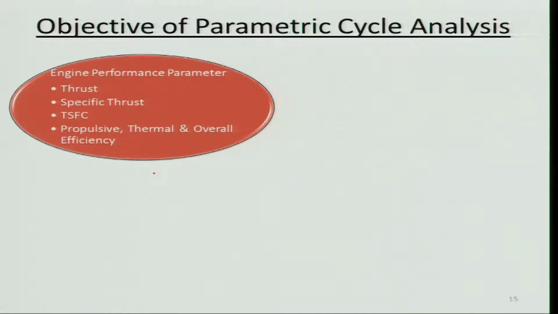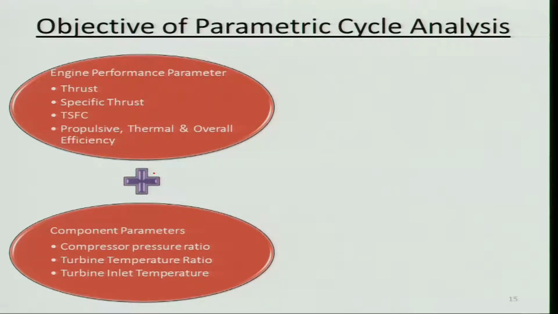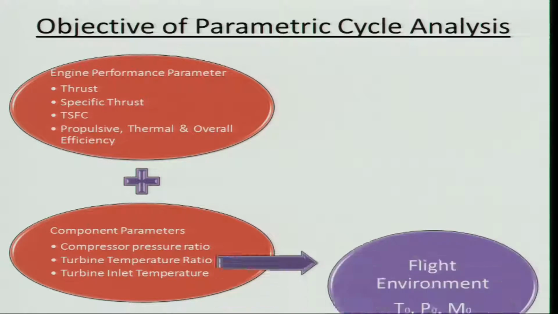So, therefore, both are interlinked, and let us look at how to go about it. The objective of parametric cycle analysis, as I told you, is engine performance parameters: thrust, specific thrust and thrust specific fuel consumption. We will be looking at propulsive, thermal and overall efficiency. We will also be looking at component parameters like pressure ratio, turbine temperature ratio, turbine inlet temperature, and turbine expansion ratio; they can be linked.